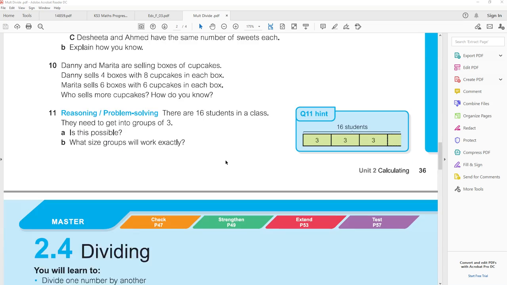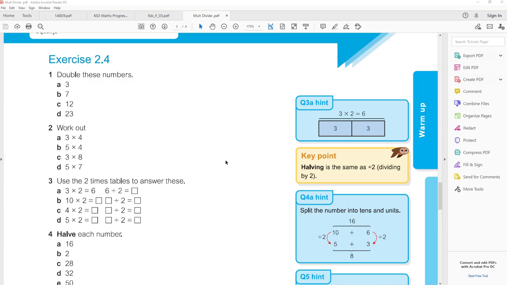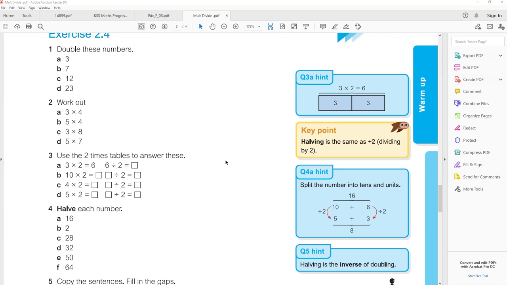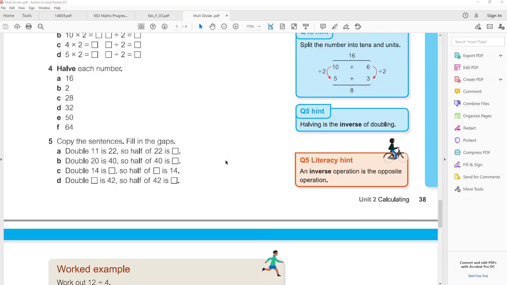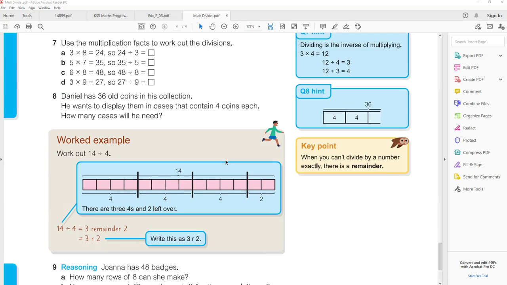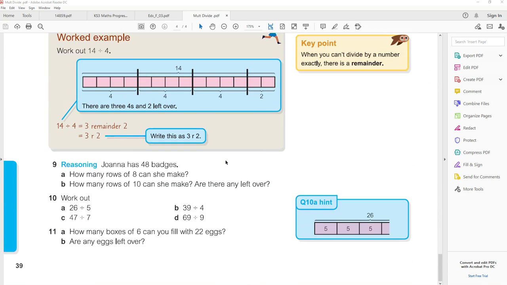Quite a lot of questions for you. And then we move into dividing. Exercise 2.4. And through to the next page. Okay, good luck, and you should have the worksheets with you.